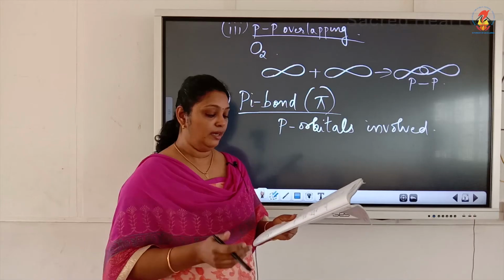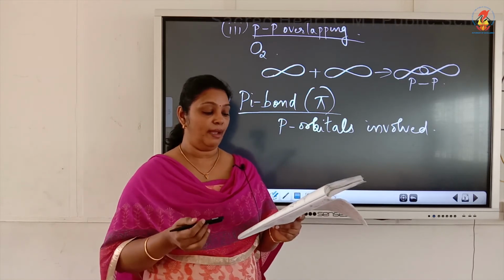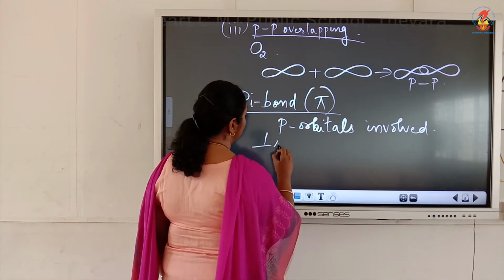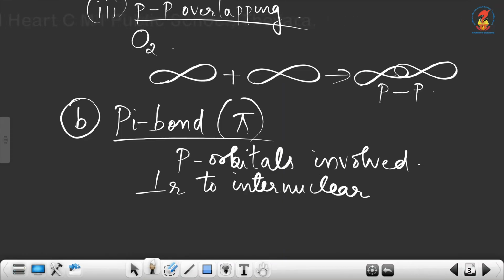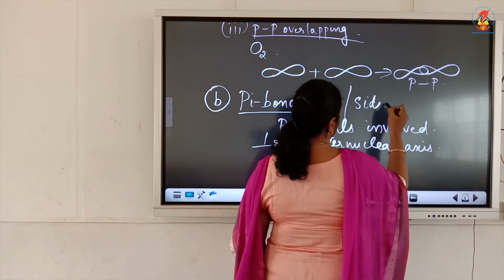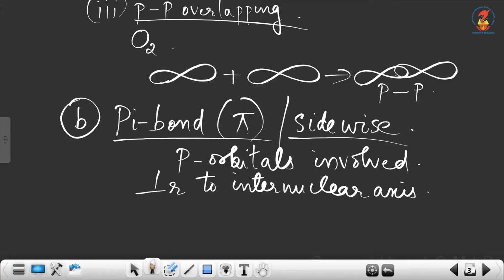Now, how is it formed? It is formed when half-filled p orbitals overlap perpendicular to the internuclear axis. Here overlapping takes place perpendicular to the internuclear axis, whereas in sigma bond the overlapping was along the internuclear axis. This type of overlapping is also called sidewise overlapping, whereas sigma bond was called axial overlapping.